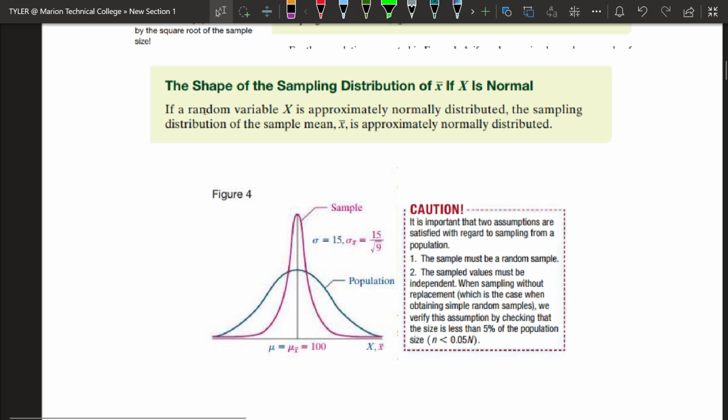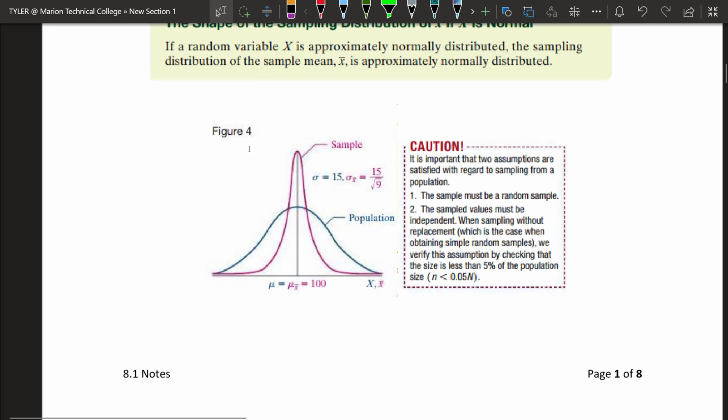So if a random variable x is approximately normally distributed, the sampling distribution of the sample mean is going to be approximately normally distributed, right? So here in Figure 4, you can just see, in context, what we've looked at. The blue part is the population distribution, that's x, and then this pink color is the sample mean distribution, labeled x bar.